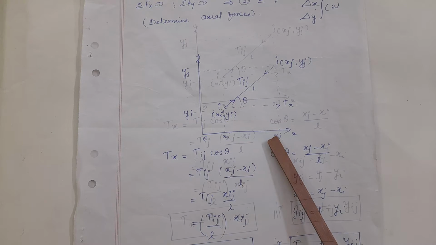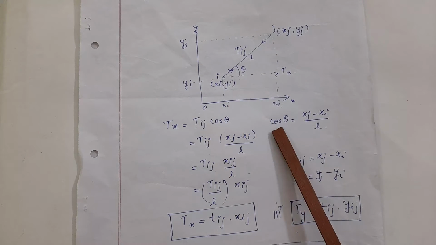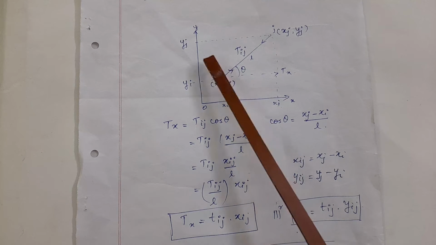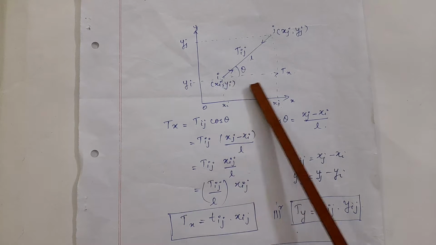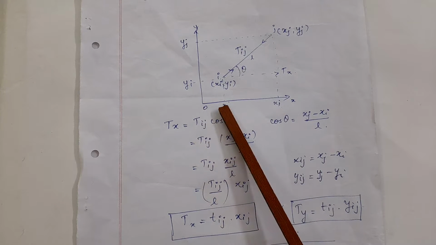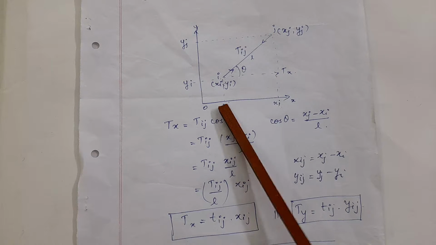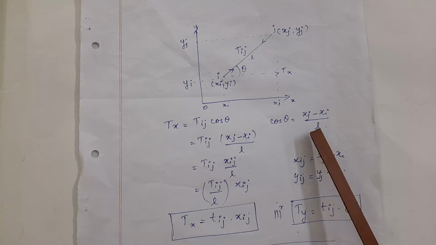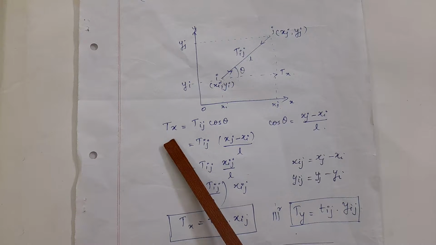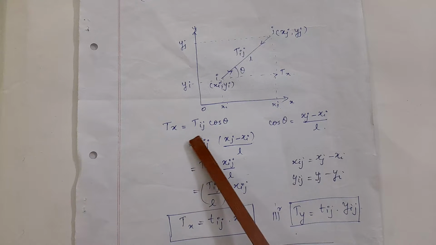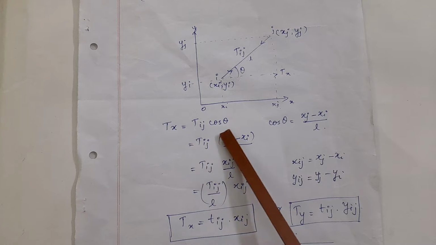Cos theta can be determined as the adjacent side by the length of the member. The adjacent side is nothing but the x coordinate of jth node minus x coordinate of ith node, by the length of the member. That is what is given here. So when I need to find Tx, that is the x component of the inclined force, let me name it as Tx. Tx is equal to Tij into cos theta.